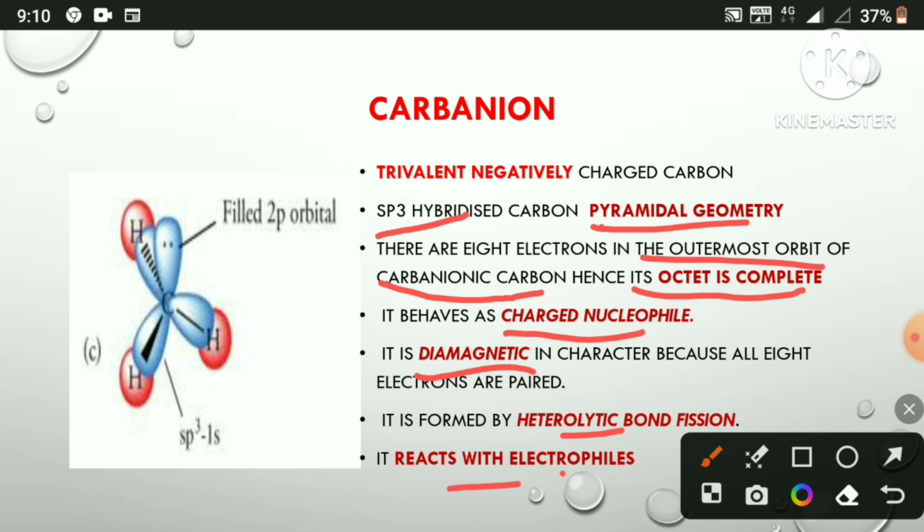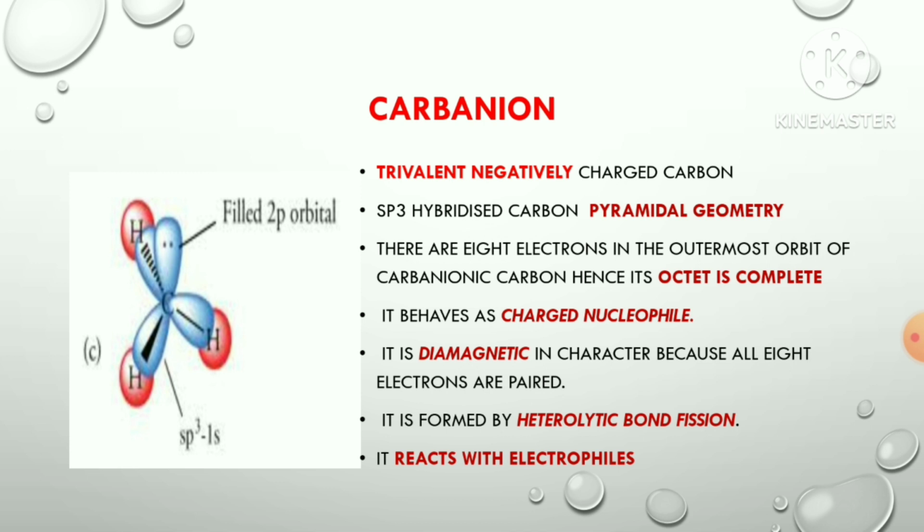It reacts with electrophiles because carbon has negative charge, so it reacts with the positive charged pieces, that is electrophiles. So this is the structure of carbanion. It's a pyramidal structure like ammonia. The lone pair of electrons is present in one of the sp3 hybridized orbitals. So the remaining 3 are bond pairs, 3 bond pairs plus 1 lone pair. So it leads to sp3 hybridization.